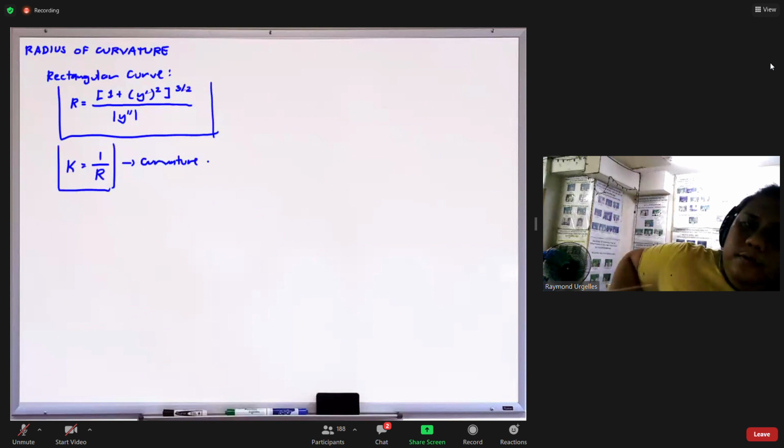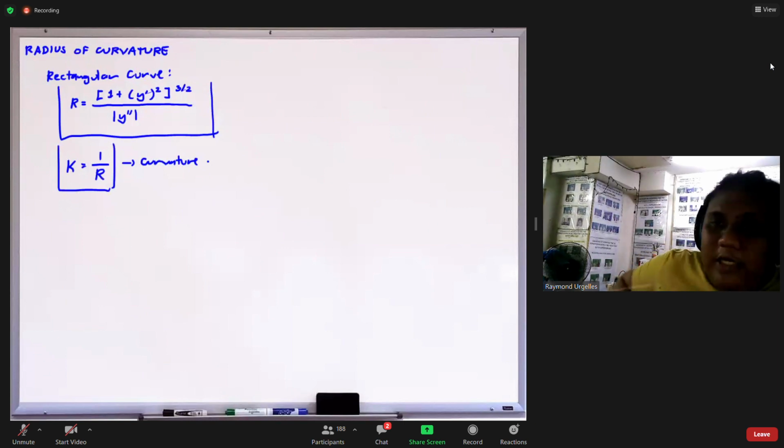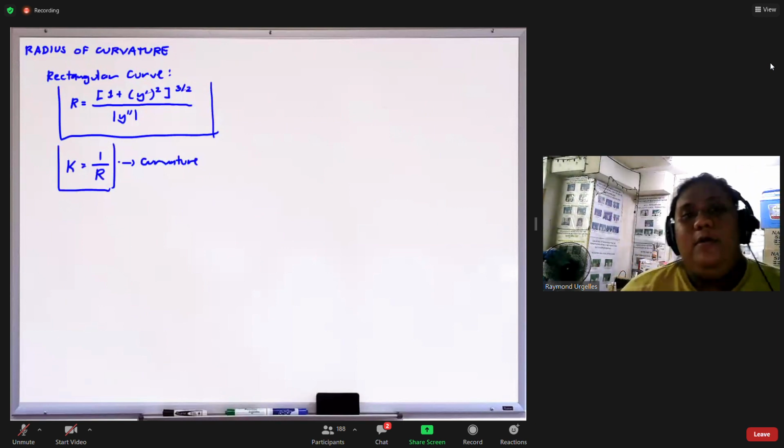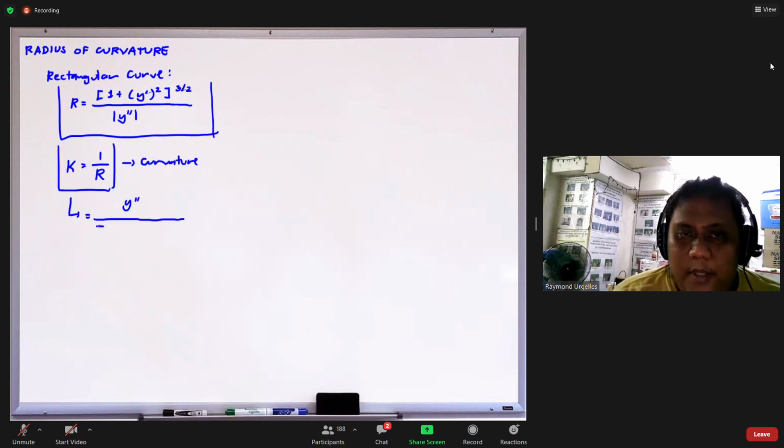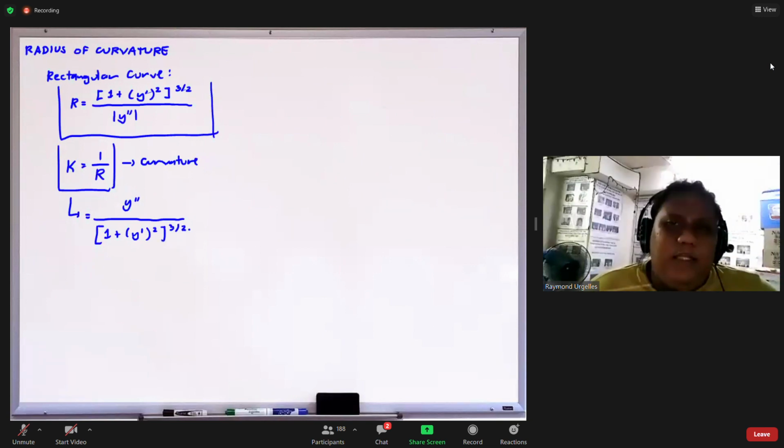Pero yung curvature kasi natin pwedeng maging negative, pwedeng maging positive. So kaya pag kukunin niyo yung value ng K dun sa R, wag niyo i-absolute value yung y prime prime. So basically this is y prime prime divided by 1 plus y prime squared, this quantity raised to 3 halves. So yun yung tinatawag nating curvature. So curvature is the measure of ratio ng pagbabago ng direction with respect dun sa arc length natin.